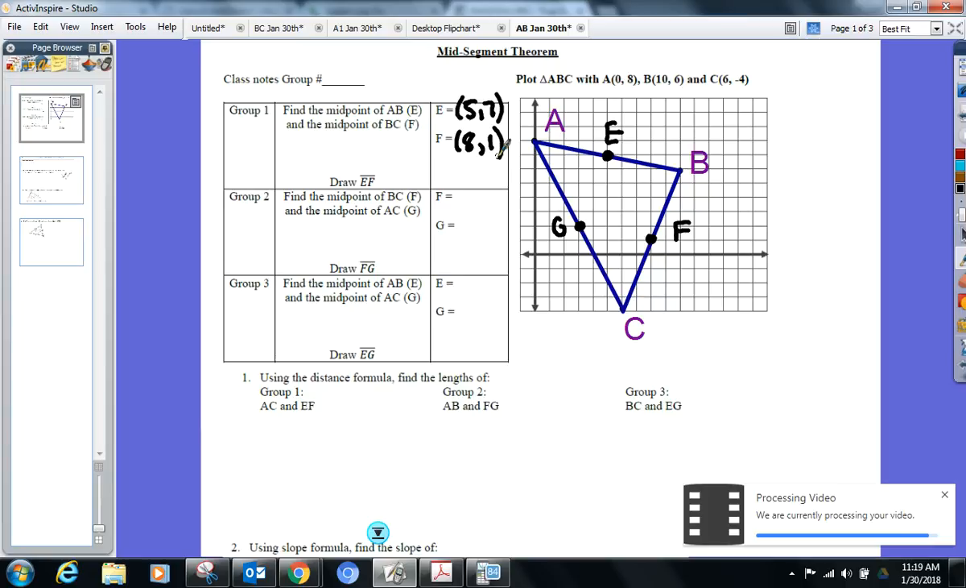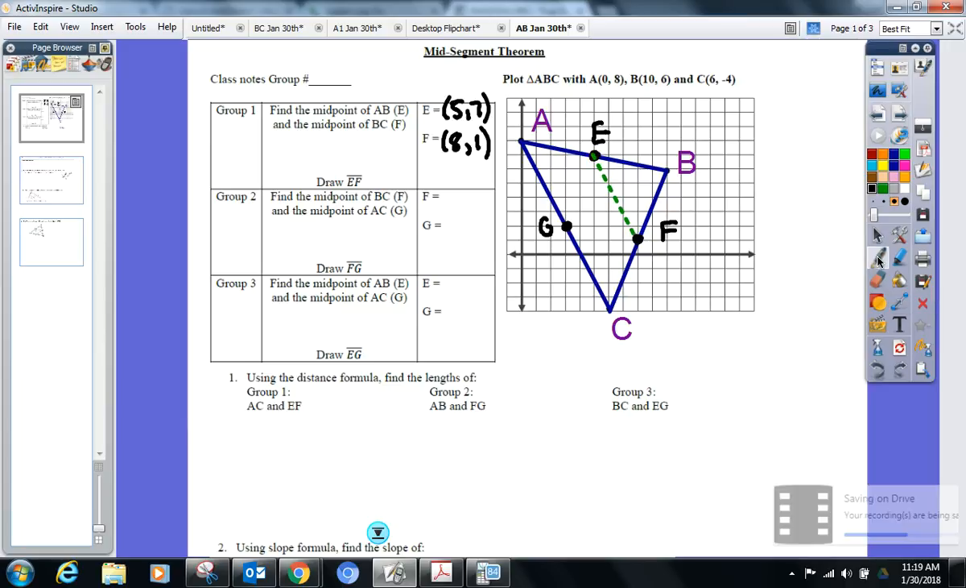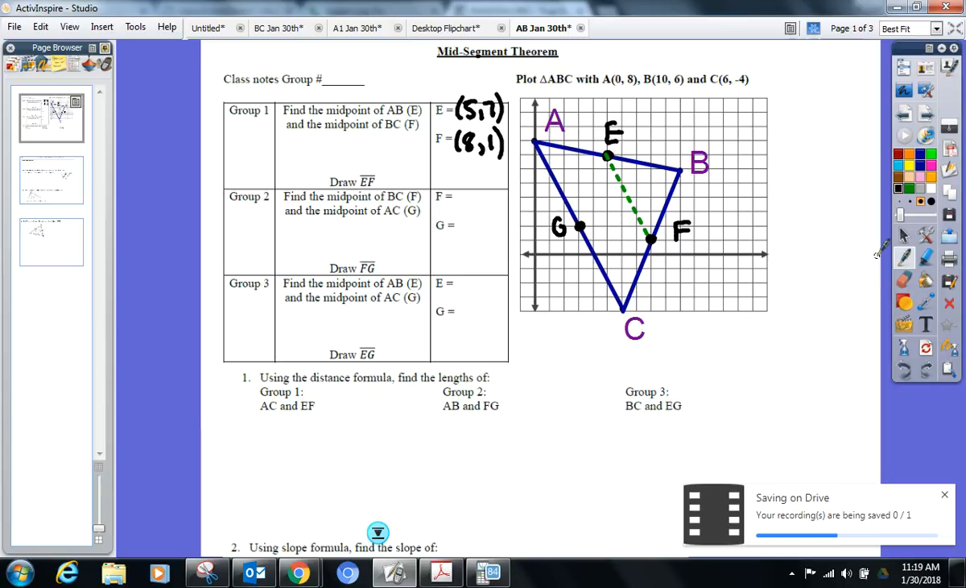Once you have E and F graphed, please connect them, making a line segment. You have just connected your first mid segment. What did you just connect? 2 midpoints. Yes, 2 midpoints together makes a mid segment. All right, let's keep going.